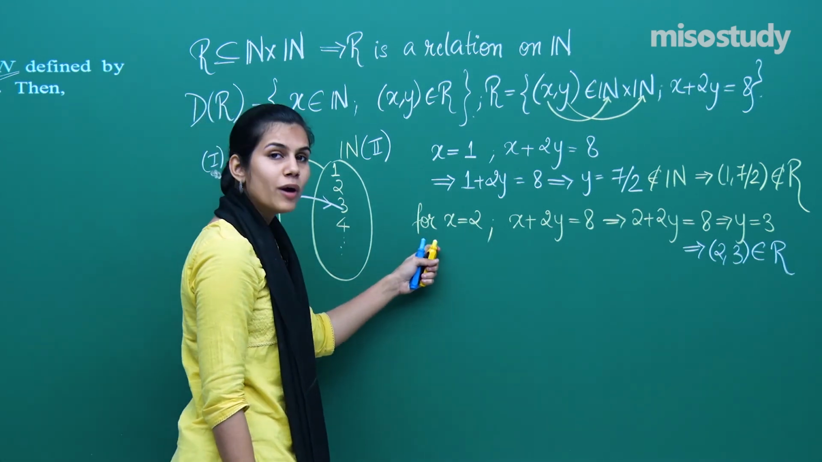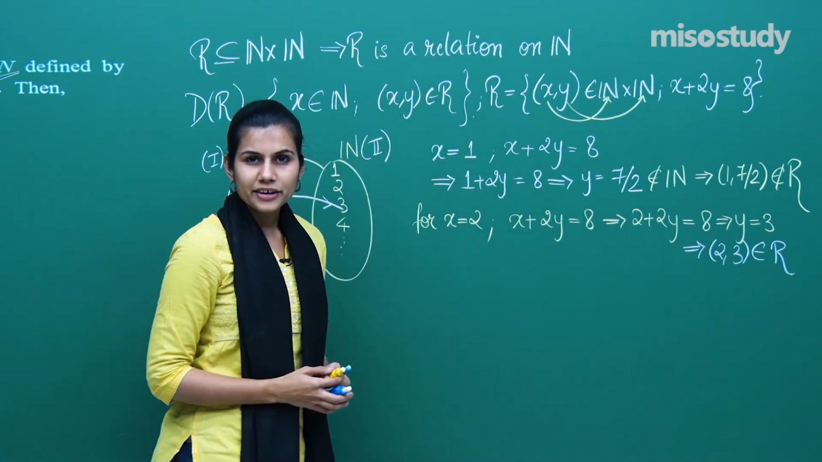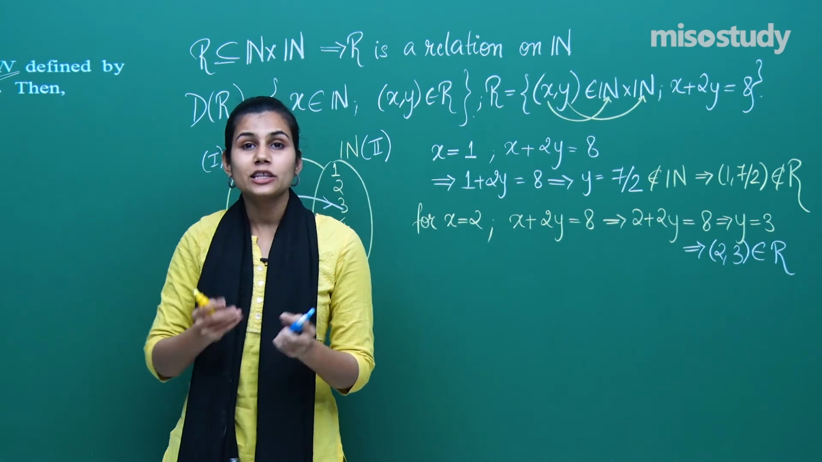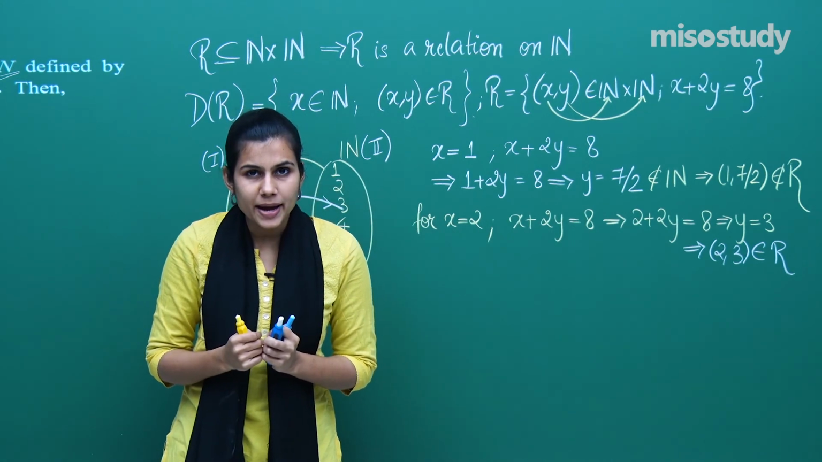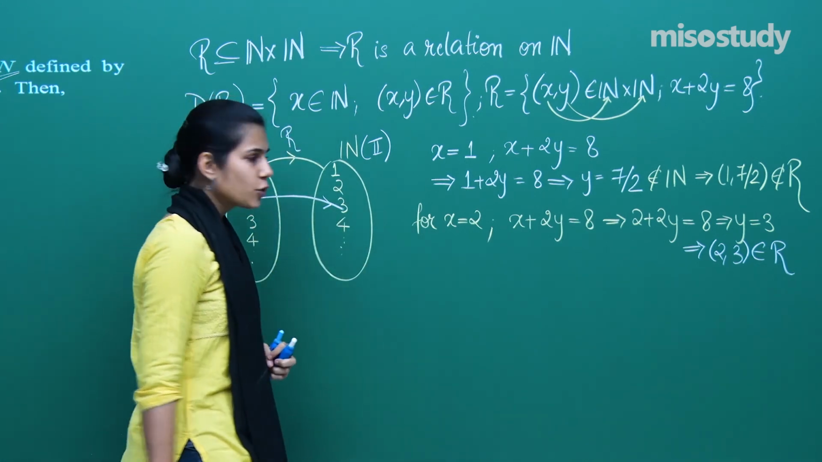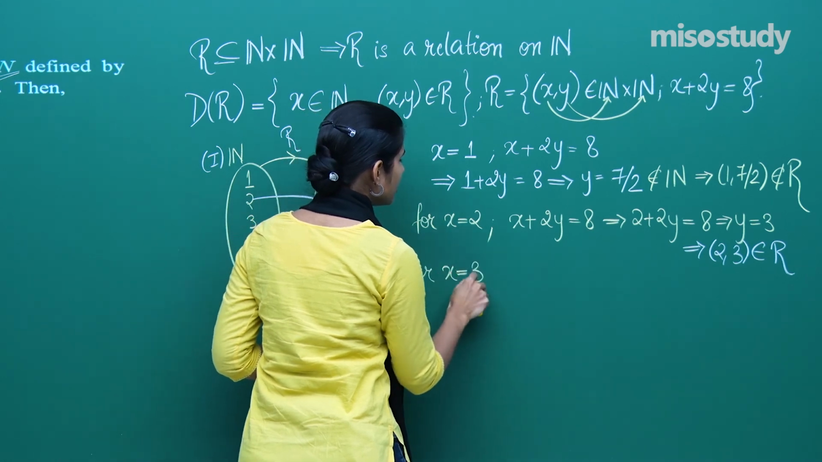So I have found one ordered pair successfully sitting in the set R. That is our aim, to find all the ordered pairs sitting in the set R, so that we can collect the first components of all the ordered pairs and form the domain of R. Corresponding to x equals 3, let's see if there is any y working or not.